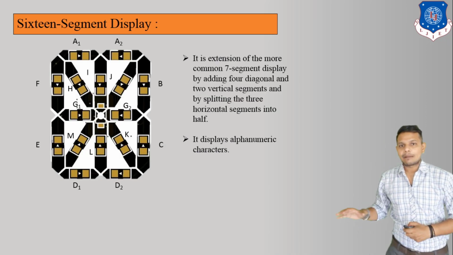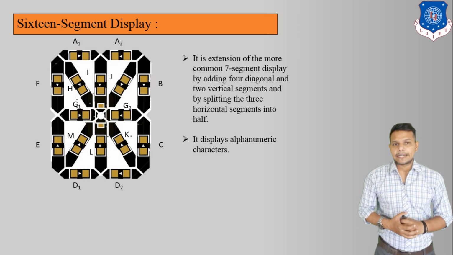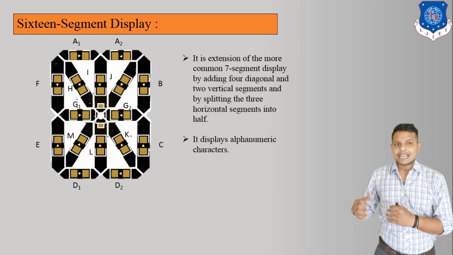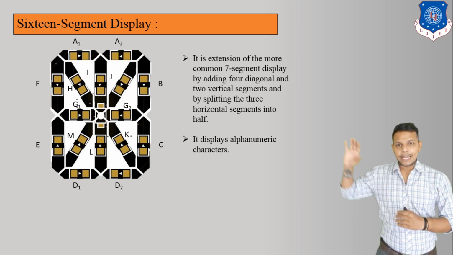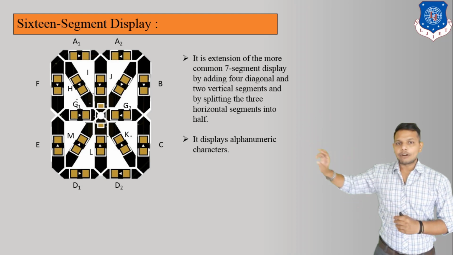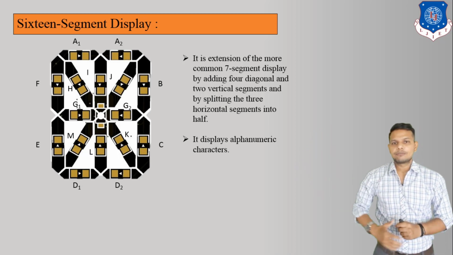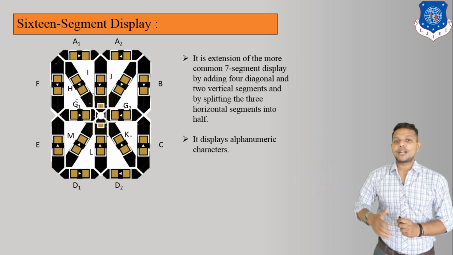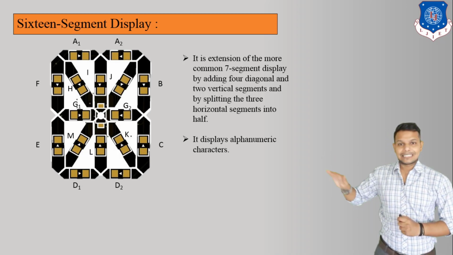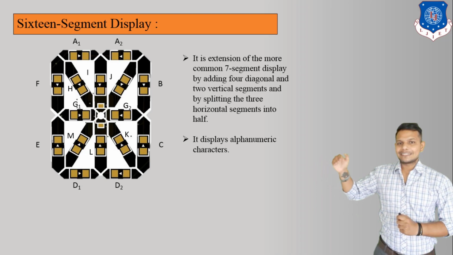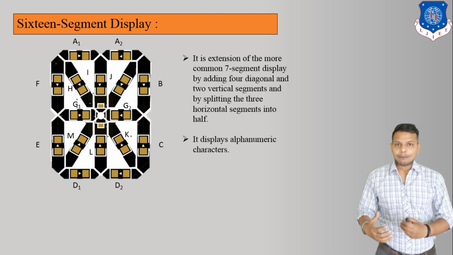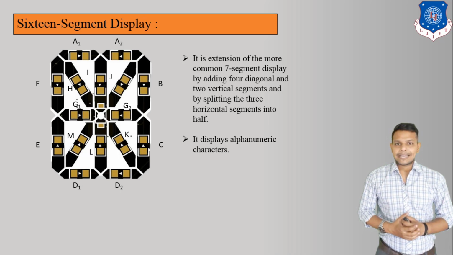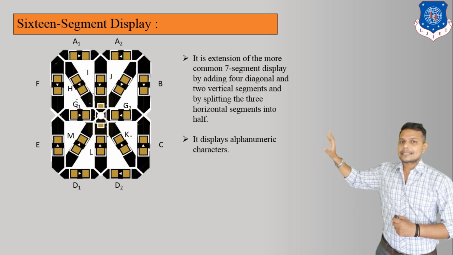More displays are available. It is the 16 segment display. It is an extension of the more common 7 segment or 14 segment display. By adding 4 diagonal and 2 vertical segments, and by splitting the 3 horizontal segments into halves, it displays alphanumerical characters. If you want to display alphabets along with numerical characters, then you have to try the 16 segment display.